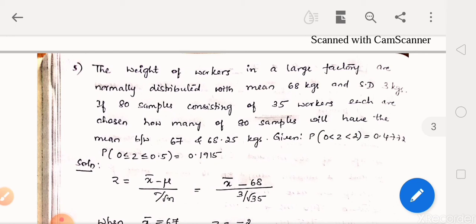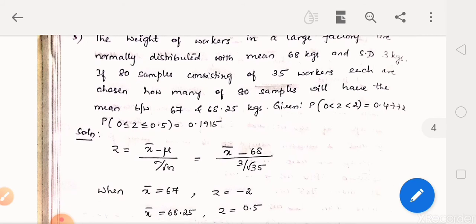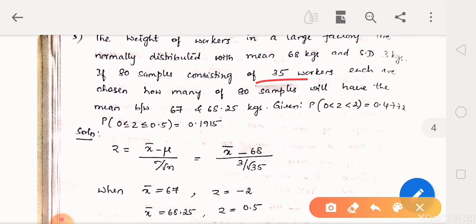Solution. We will consider single sample in the beginning and then we will consider 80 samples. For the single sample, n is equal to 35. So sample consists of 35 workers. So n is equal to 35. Then we have, for the population, mean is 68. So mu is equal to 68 and standard deviation sigma equal to 3.